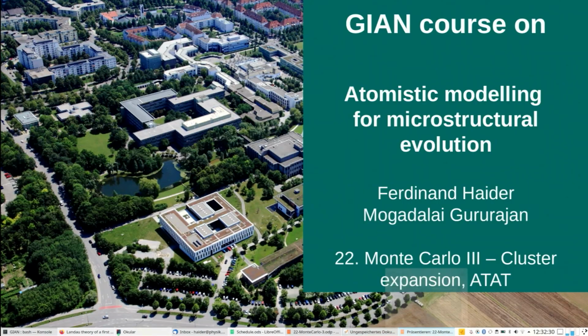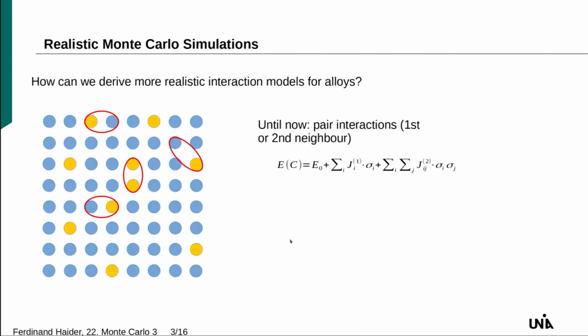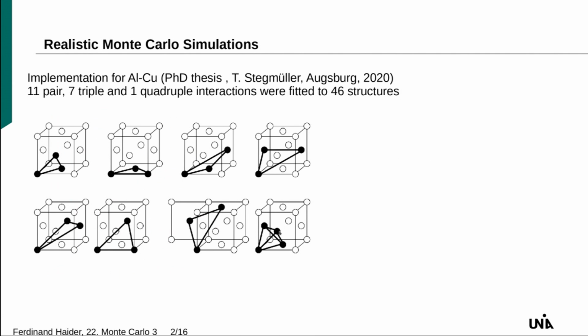And the question is how to handle such a huge amount. Here you see it plotted a bit nicer. Here you see some different triplets on an FCC lattice which are possible. That's a first neighbor triplet. This is a triplet with two first neighbors and one second neighbor. Here that's a third neighbor and two first neighbors, and so on. So these are all triplets. Here is one quadruplet. But of course there are even more quadruplets possible.